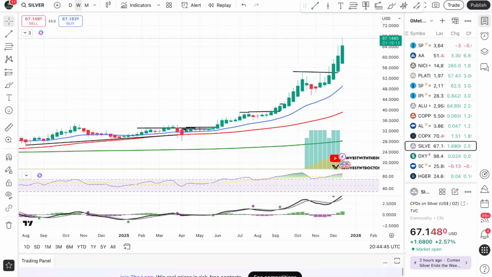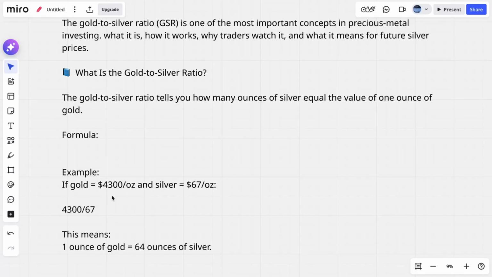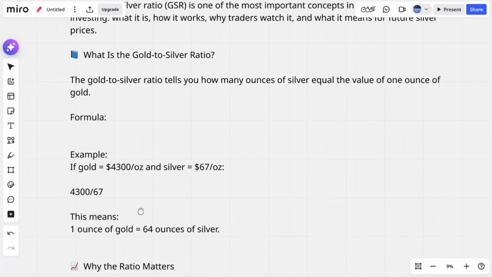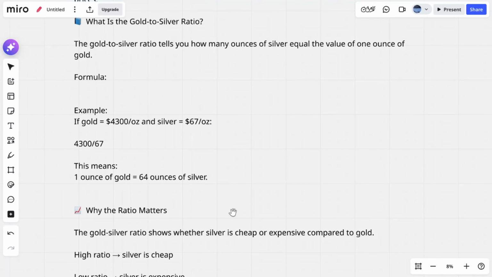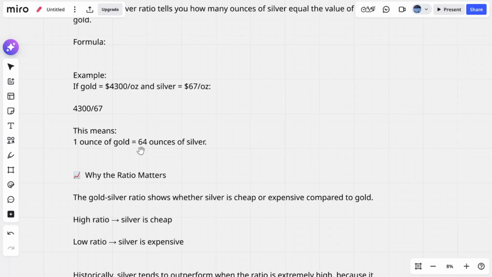And this is the price of silver. As you can see at the moment, it is showing 67 US dollars. So we're talking about 1 ounce of silver. So if you take the price as 4,300 of gold and 67, 4,300 divided by 67 is 64. So 1 ounce of gold is equal to 64 ounces of silver. This is the gold to silver ratio at the moment. It is 64.